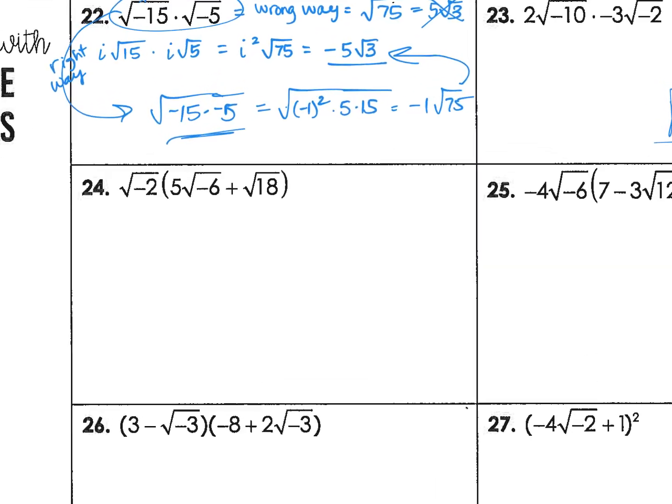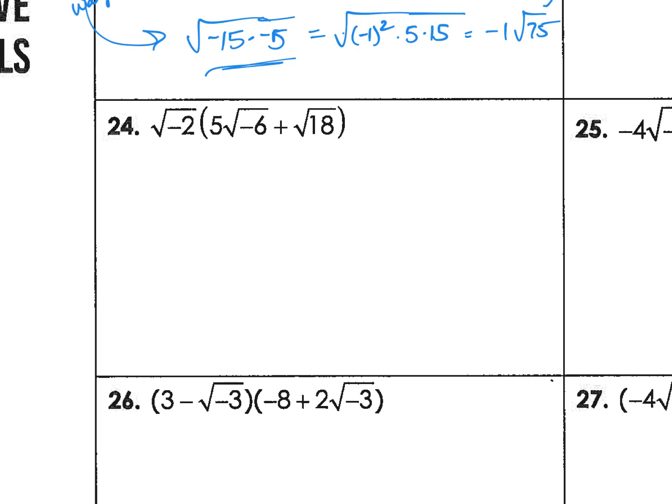All right, so looking at number 24. We've got to do the same thing with number 24 that we did in 22 and 23, et cetera. You've got to change all the ones with negatives under the radical. You've got to pull the i out before you distribute. In other words, you've got to turn it into complex form, take it out of radical form, and then do your distribution or FOIL or whatever you're going to do. So how would I rewrite number 24 before we do any multiplying?